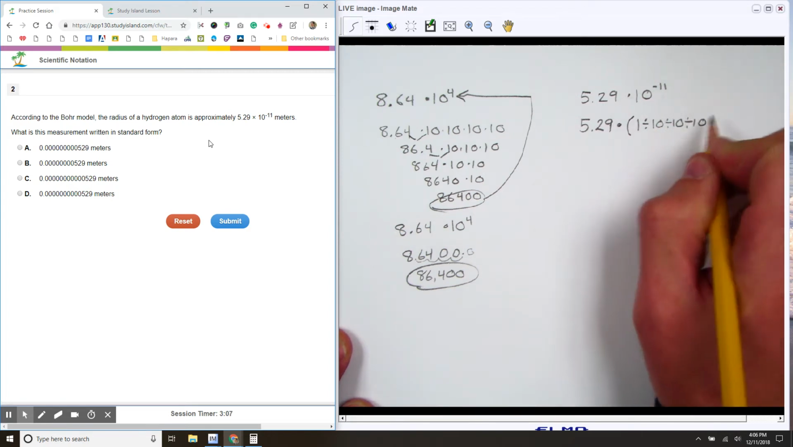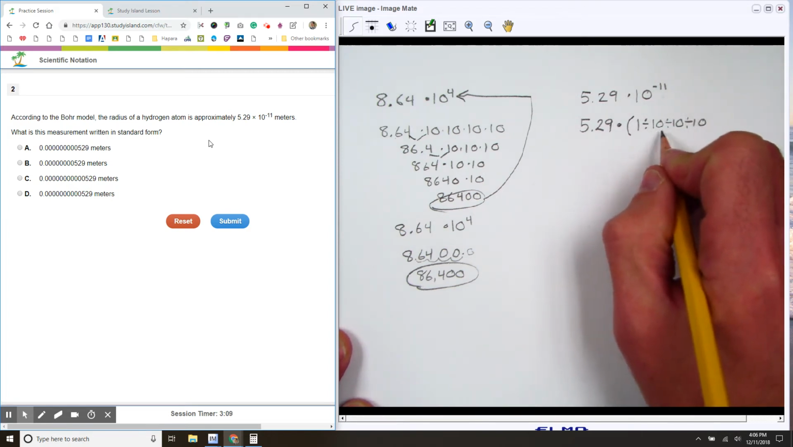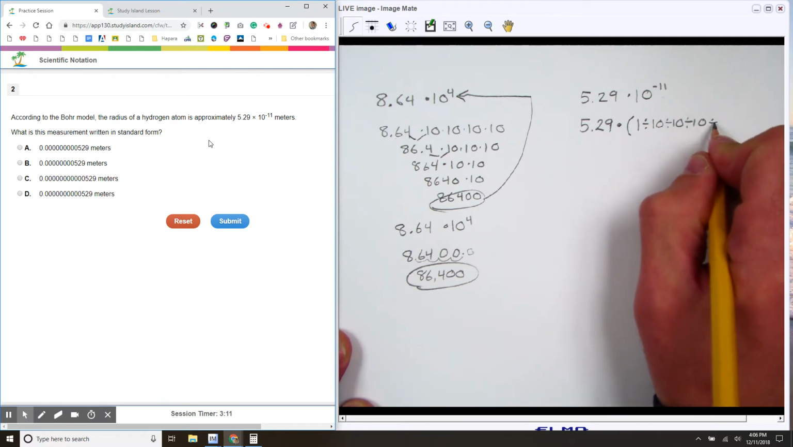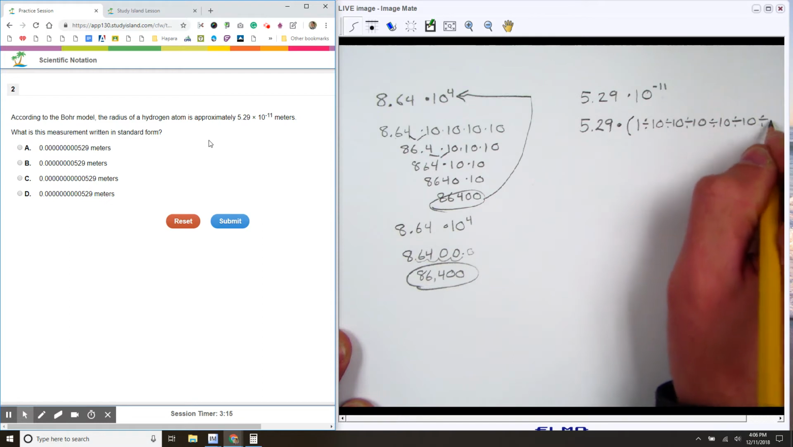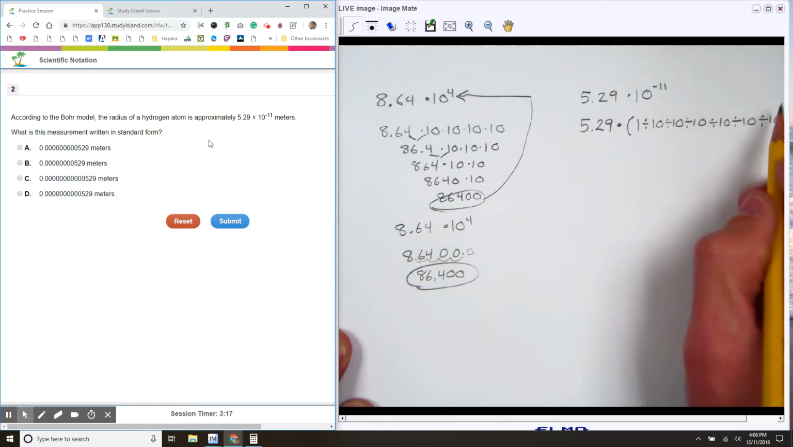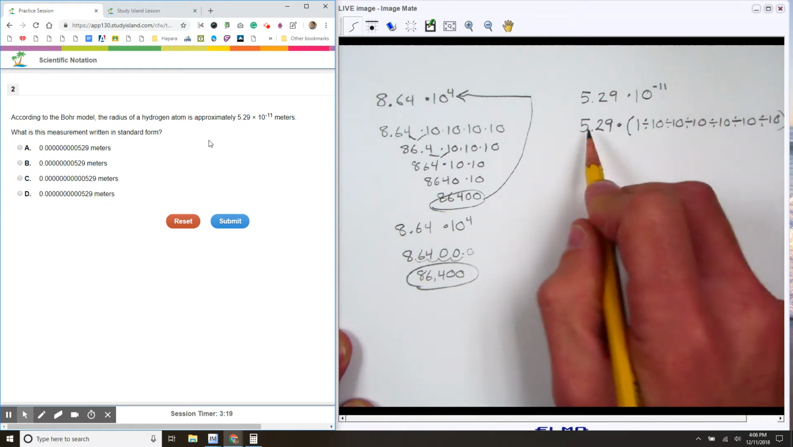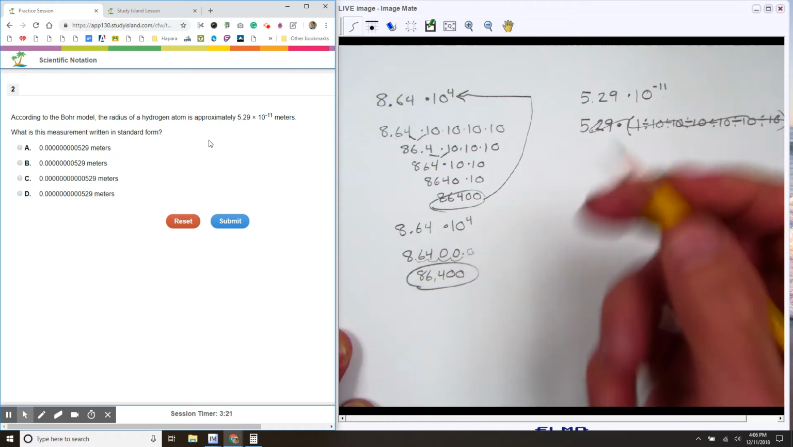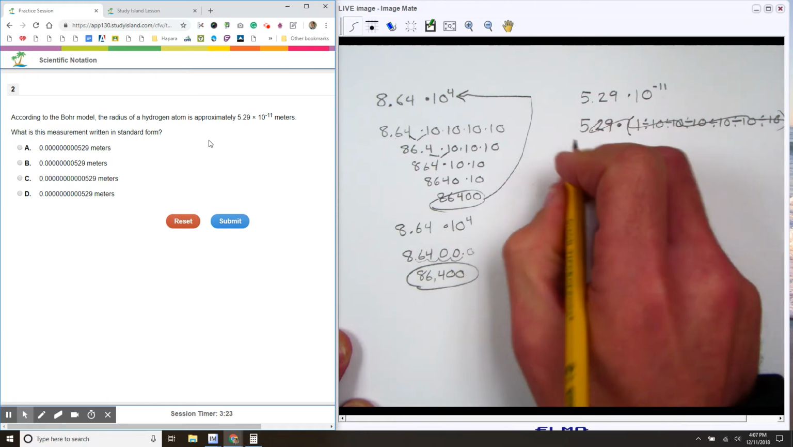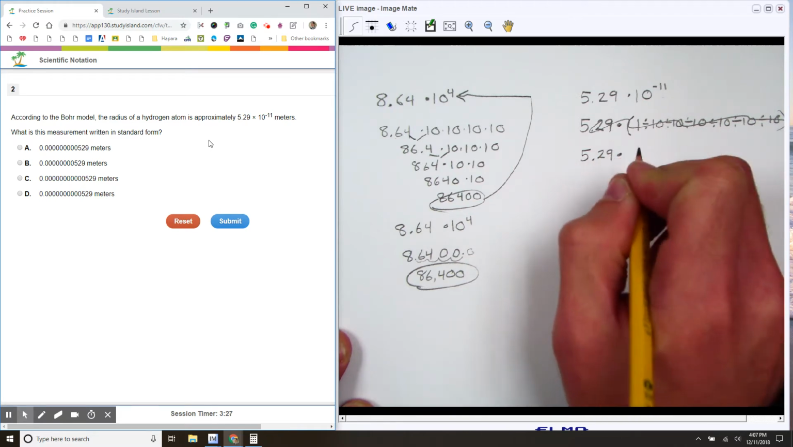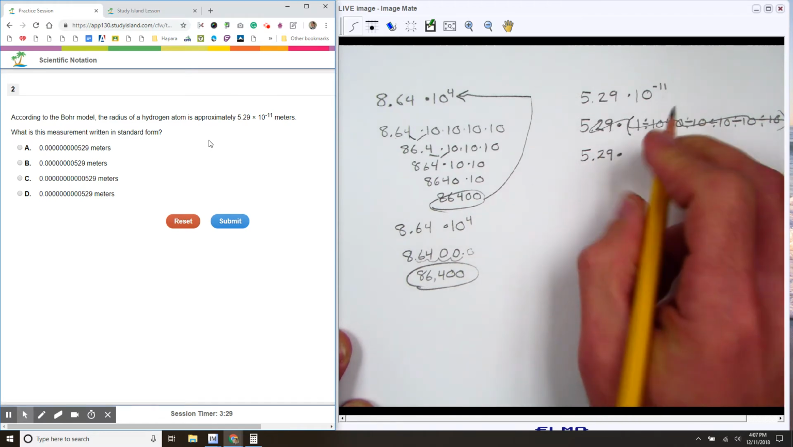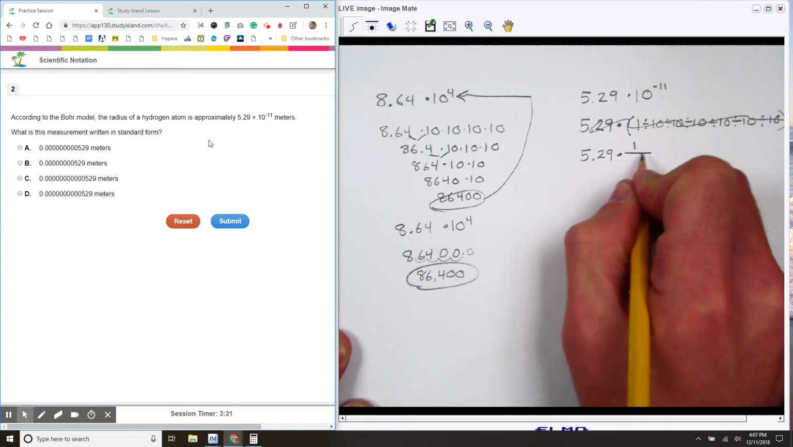11 different times I'm going to do this. We divided by 10 once, twice, 3 times. I'm going to divide by 10 again, and again, and again. I'm going to divide by 10 11 times. Now that's ridiculous to write out. So I'm not going to write it out that many times. I'm going to write it a little bit easier. I'm going to say 5.29 times, well, hey, if I have 1 divided by 10, isn't that 1/10?